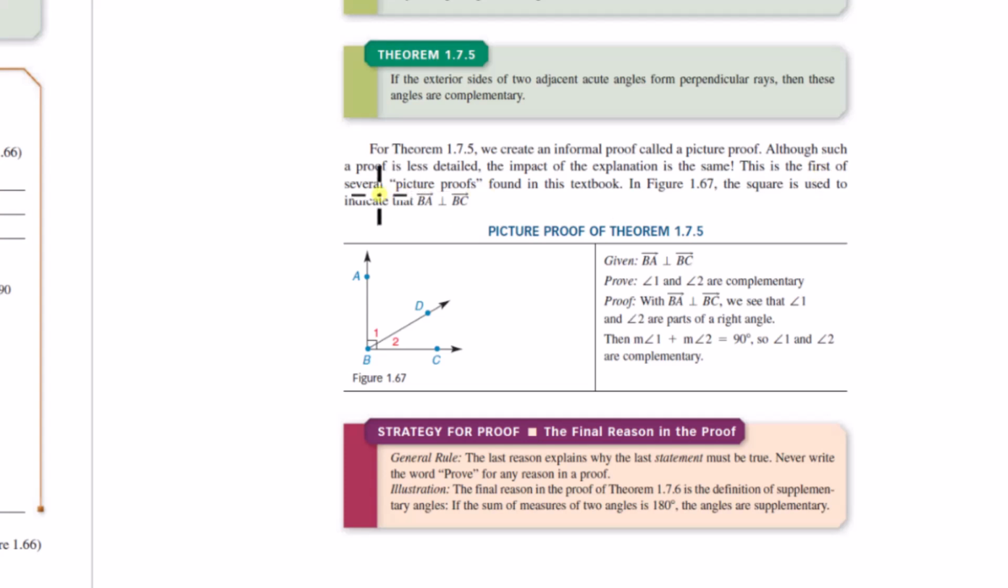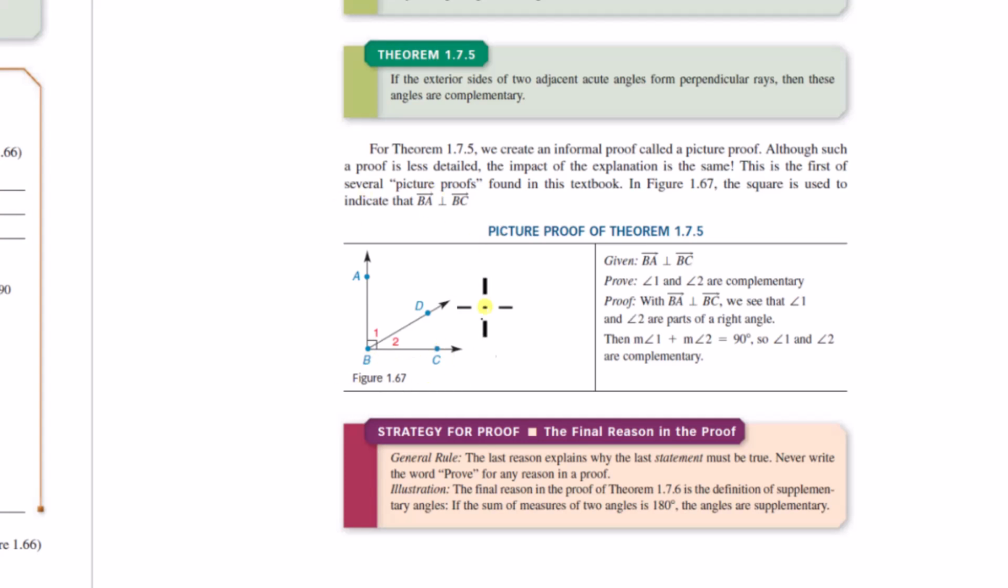This is the first of several picture proofs found in this textbook. In figure 1.67, the square is used to indicate that ray BA is perpendicular to ray BC. Okay, the exterior sides of two adjacent acute angles. That's what I was missing. Here are two adjacent acute angles 1 and 2, and their exterior sides are perpendicular. Then those two angles are complementary.